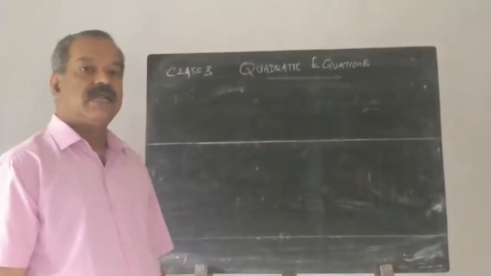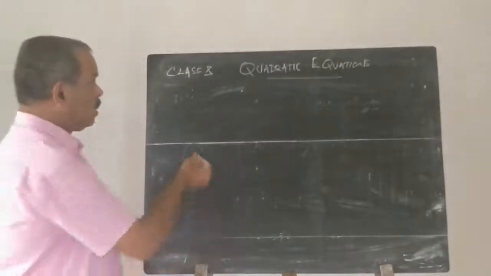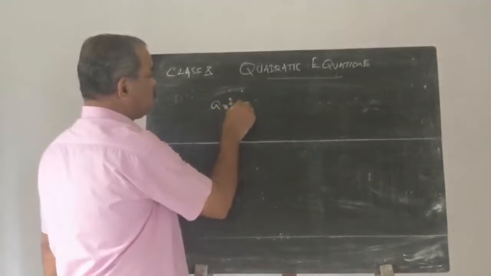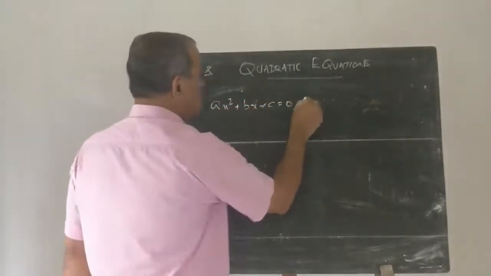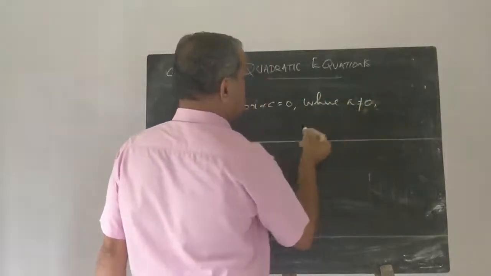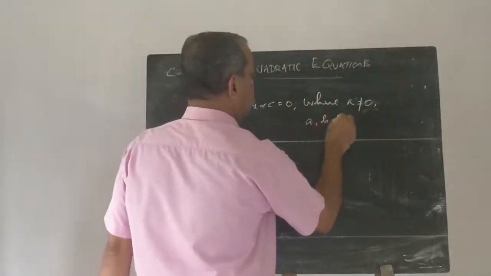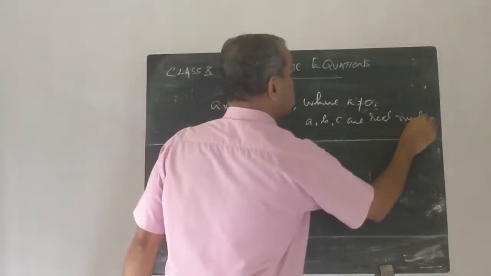So what is the general form or standard form of a quadratic equation? ax square plus bx plus c equals 0, where a is not equal to 0, and a, b and c are real numbers.